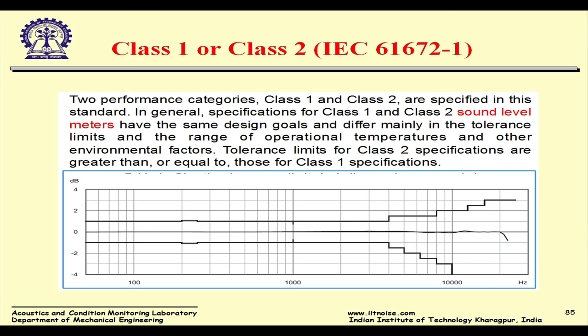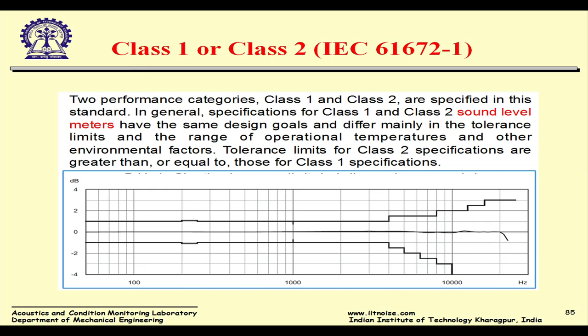One thing we should know about: if you go to the market, there are class 1 or class 2 sound level meters. Today, even places like Radio Shack, which is still there in the US, sell sound level meters. We can buy sound level meters in our Indian market for even 5,000 rupees, but if I buy one from Denmark, it costs me close to 600,000 rupees. So there's a price for that accuracy and precision.